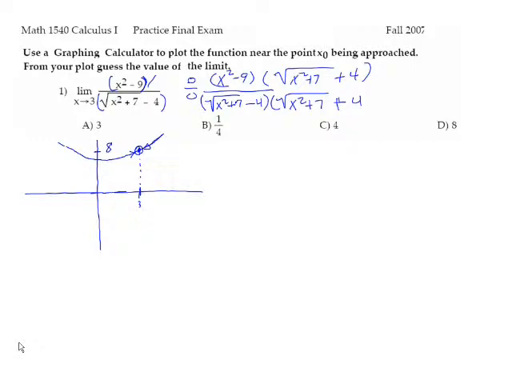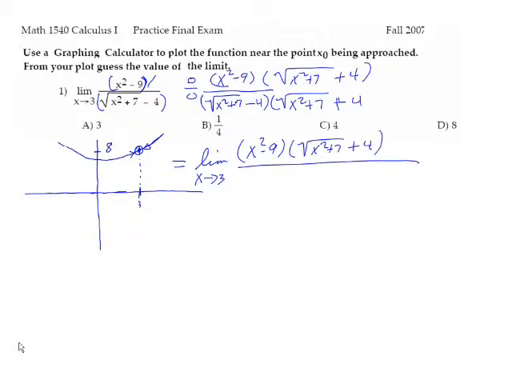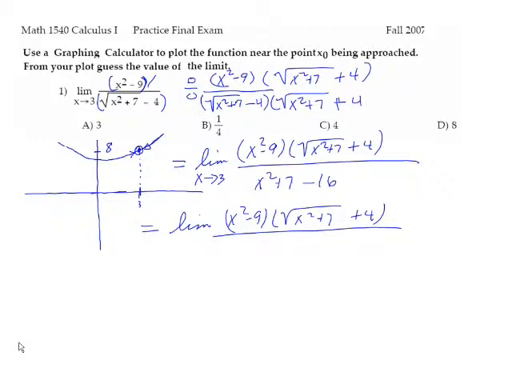And if we do that, we get the limit as x approaches 3 of x squared minus 9, times the square root of x squared plus 7 plus 4, over the denominator, which becomes x squared plus 7 minus 16. And if you simplify this, you get x squared minus 9 times the square root of x squared plus 7 plus 4. The denominator becomes x squared minus 9.